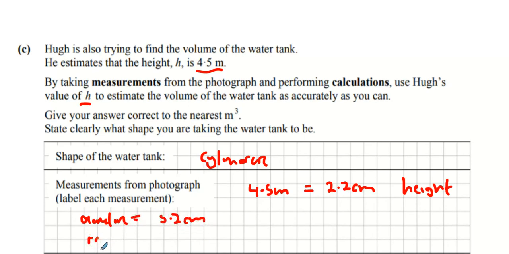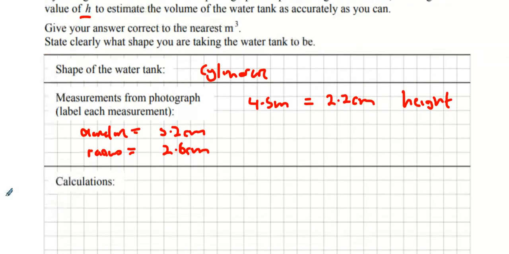Which means radius is 2.1 centimeters. Okay. Now what we got to do is we got to convert the radius. Oh, sorry, radius is 2.6. My fault. 5.2 divided by 2, 2.6. Okay. So what we're going to do is we're going to convert it. So we're going to find out what 1 centimeter equals.